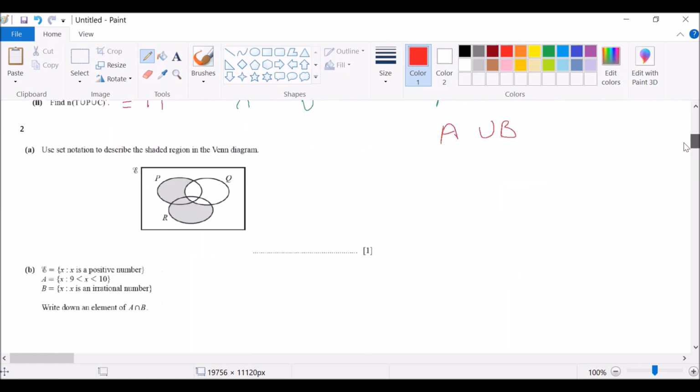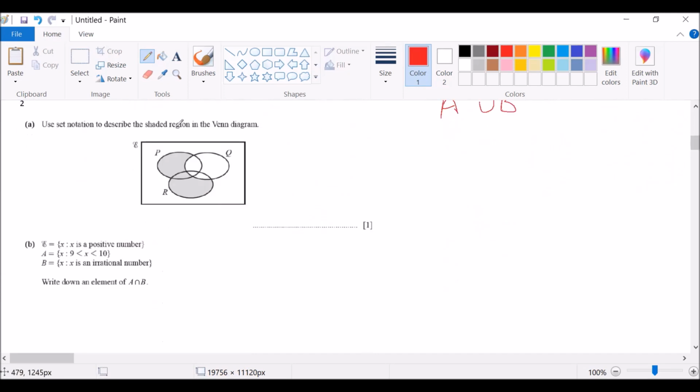Let's go to number 2. Use set notation to describe the shaded region in the Venn diagram. Again, union, intersection, and complement should be known. So we can start with P union R, but we don't want anything that is of Q in that set. So anything that is of Q should be removed. We start with P union R, so it should intersect with anything that is outside Q, Q complement.